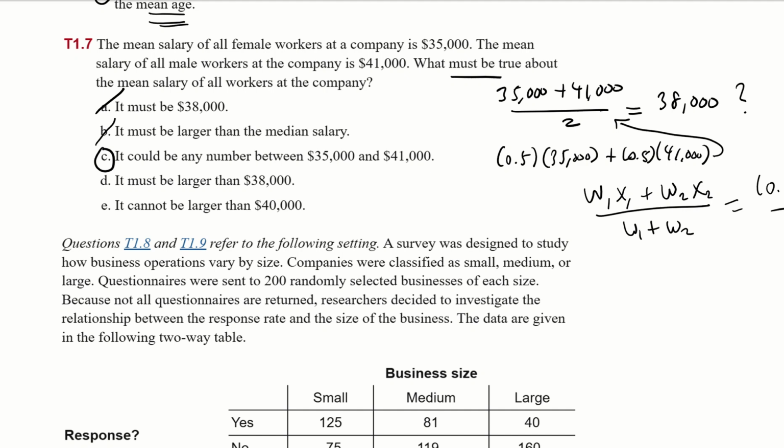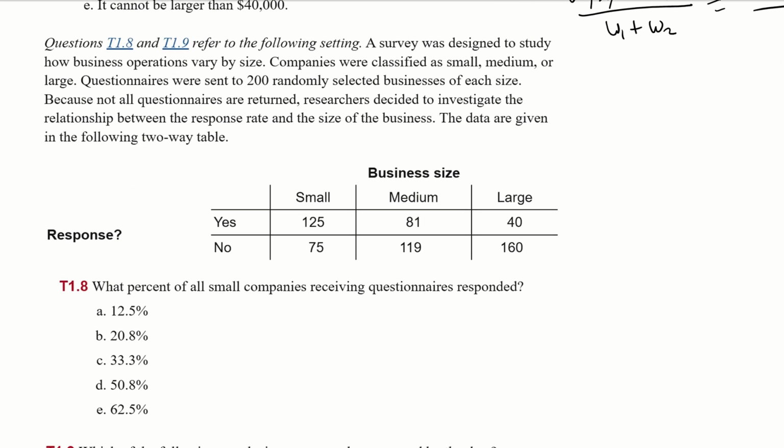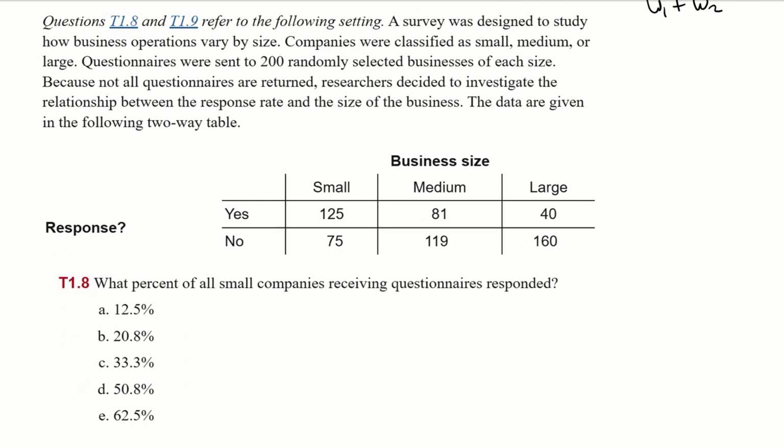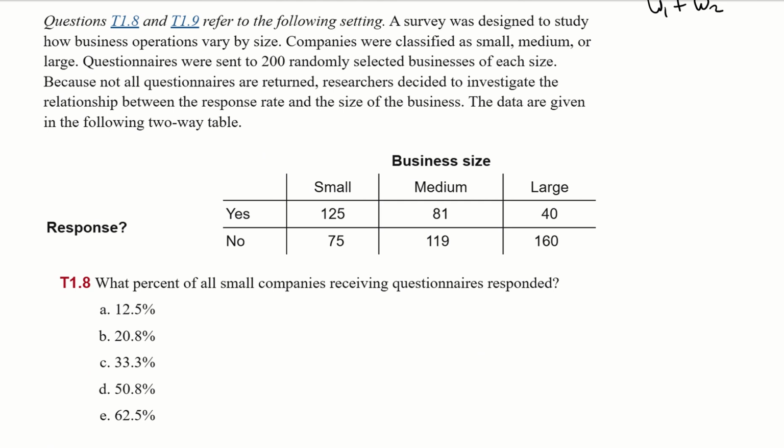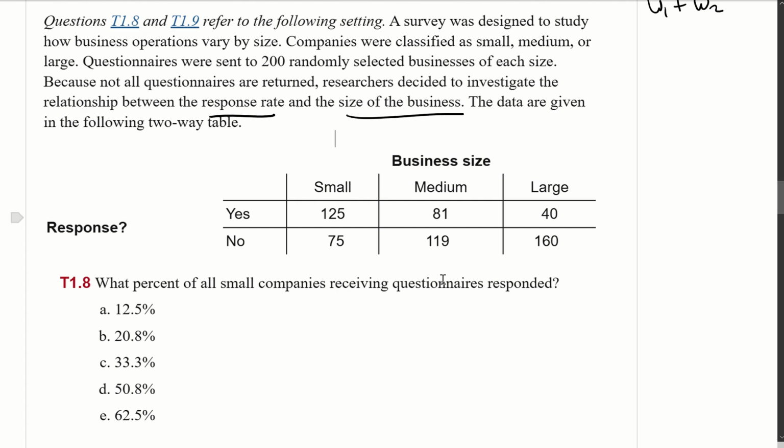All right, so let's look at number 8 and 9. It says, questions 8 and 9 refer to the following setting. A survey was designed to study how business operations vary by size. Companies were classified as small, medium, or large. Questionnaires were sent to 200 randomly selected businesses of each size. Because not all questionnaires were returned, they decided to investigate the relationship between the response rate and the size of the business. The data are given in the following two-way table.